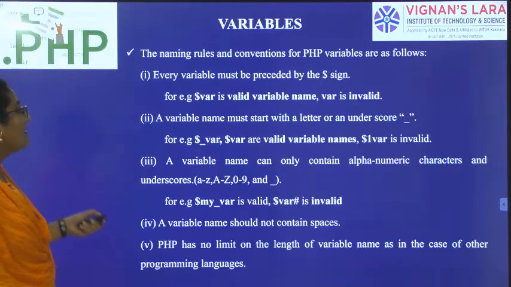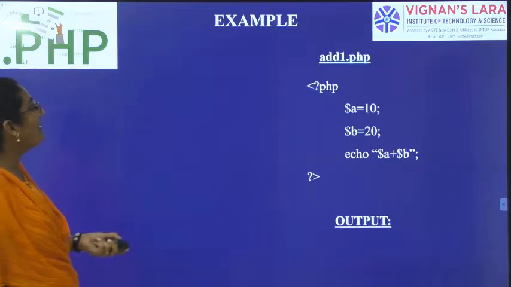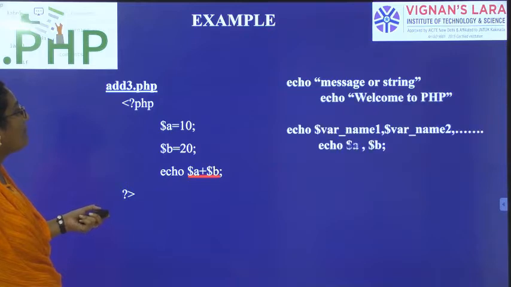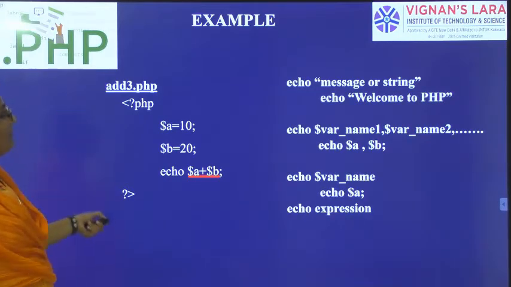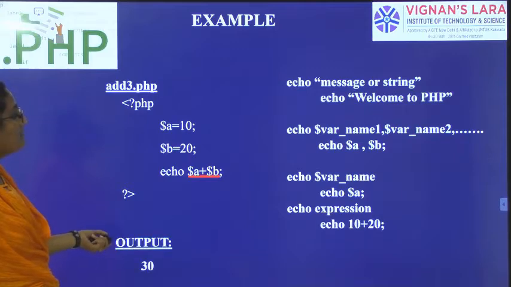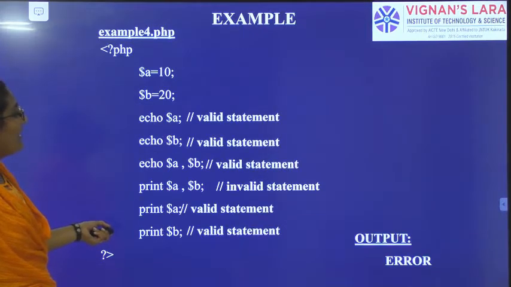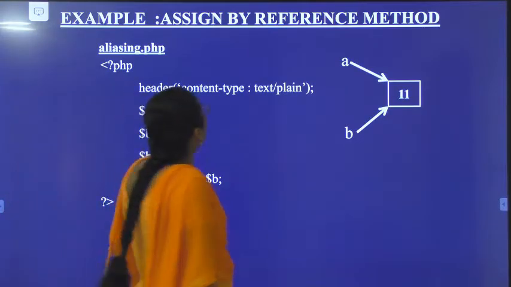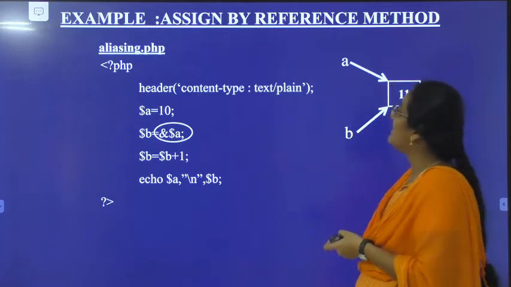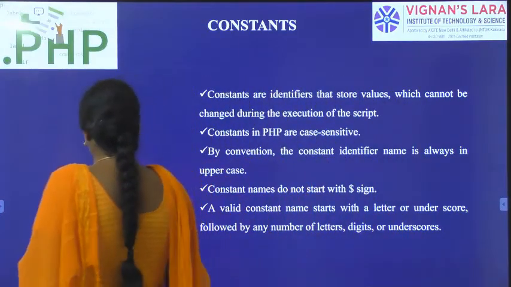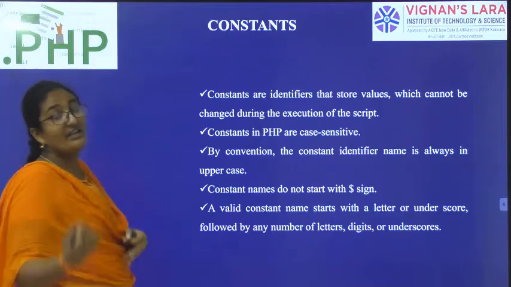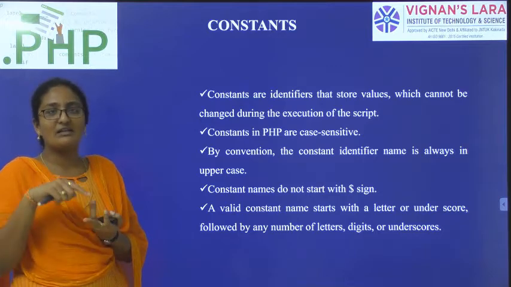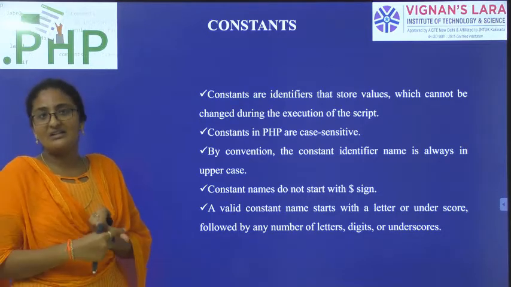What are the variables? What are the rules to be followed while creating variables? Example of variables. So how you can execute a sample variable program. So what are the valid and invalid statements, how you can write simple programs in PHP and how you can assign values by reference method. And finally constants. So from today we need to discuss what are the constants in PHP, what are the data types, what are the functions, what are the arrays, what are the control statements.